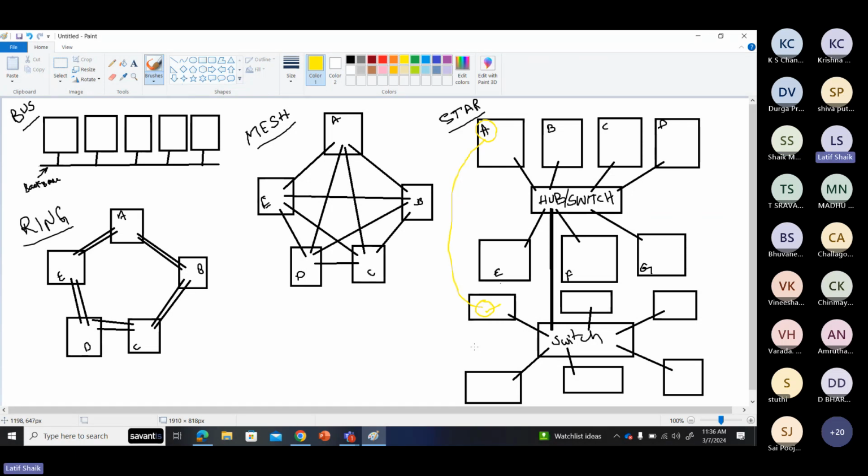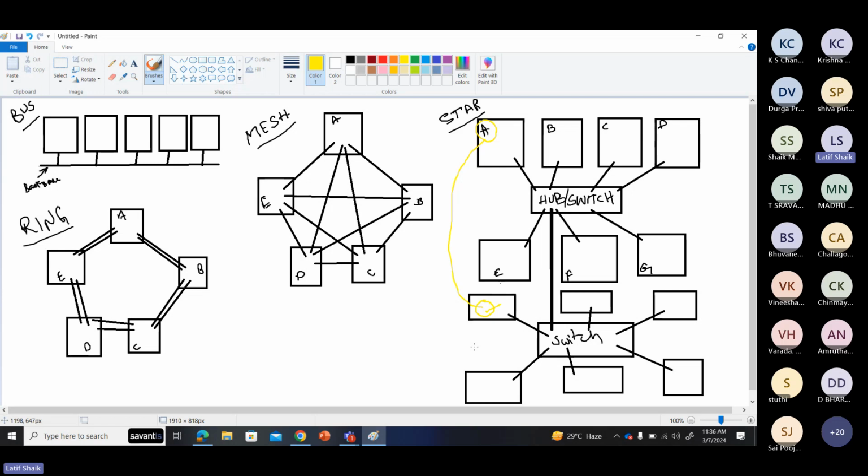So what is the star topology? There is a centralized device, called a hub or a switch, and all the devices are connected to it. Devices communicate with each other through the centralized device only. It is easy to configure, easy to troubleshoot, and easy to scale.